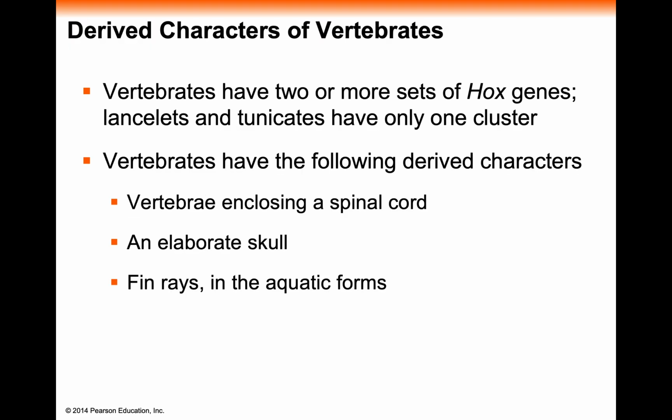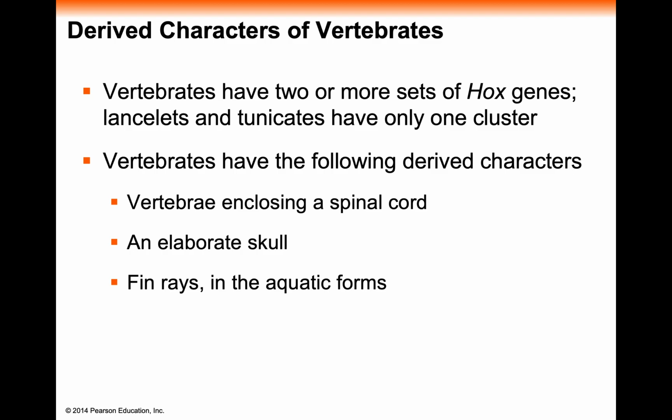So vertebrates have 2 or more sets of Hox genes. Basically, the smallest ones, we have these 2 sets. But lancelets and tunicates have only 1 cluster. After that, we have 2 sets of Hox genes, and then it just kind of keeps repeating. These Hox genes basically are what are going to help us develop a lot of these differentiated structures that we see in the vertebrates.